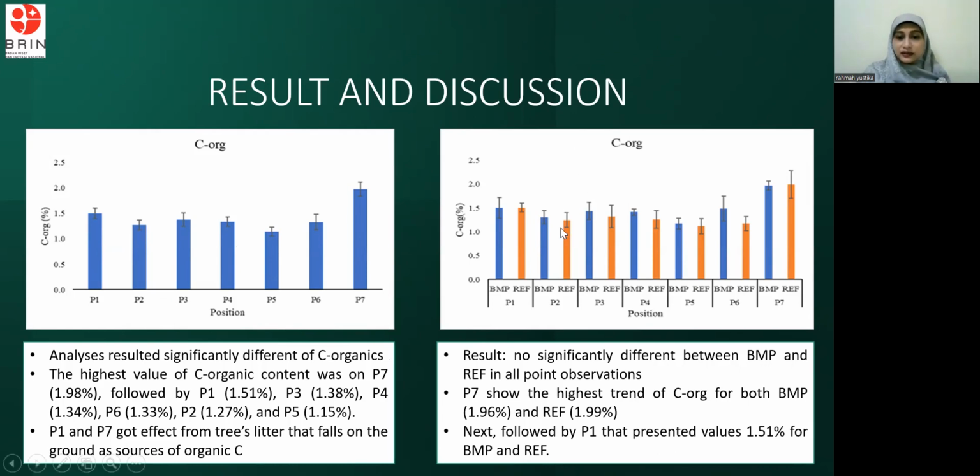This figure shows no significant difference between BMP and reference in all point observations. Point 0.7 had the highest C organic for both BMP and reference, followed by 0.1, which presented a value of 1.51% for BMP and reference.